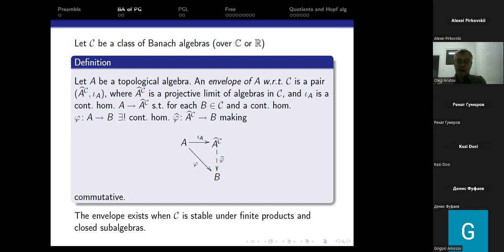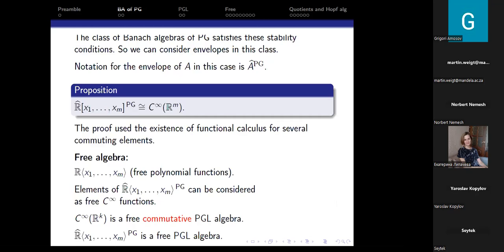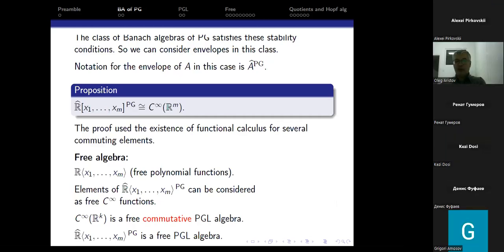It is easy to show that the envelope exists when C is stable under finite products and closed subalgebras. For example, this holds for the class of Banach algebras of polynomial growth. So we can consider envelopes in this class, and I denote the envelope in this class by A hat PG.